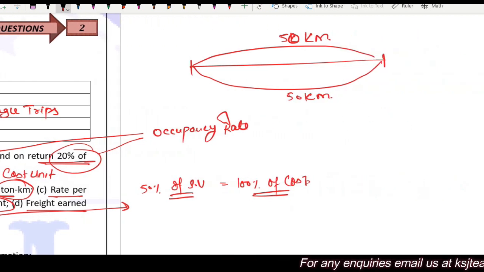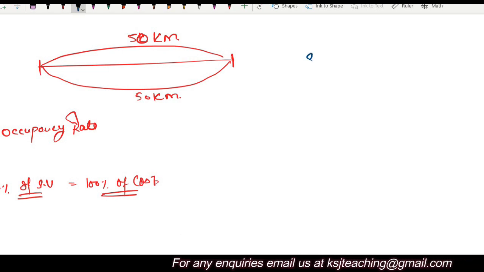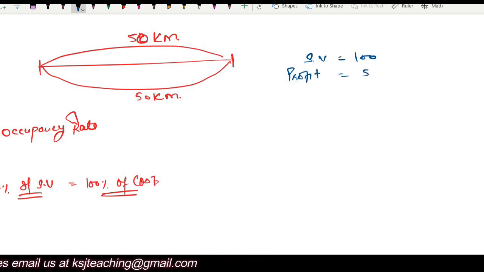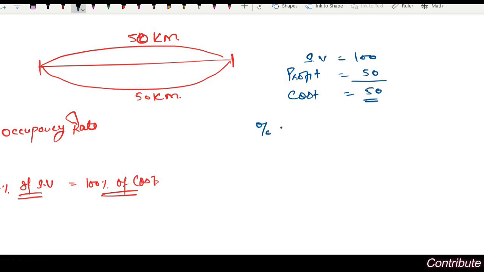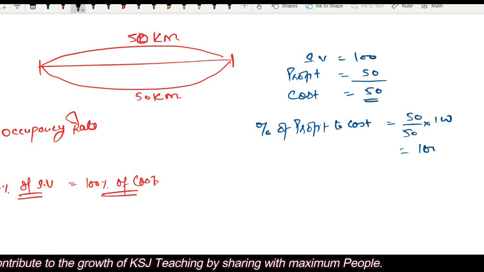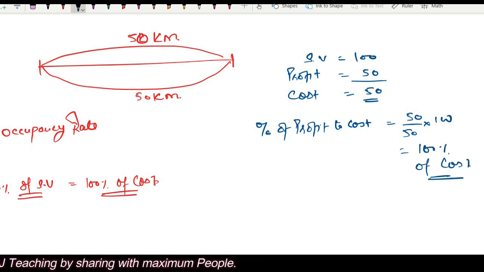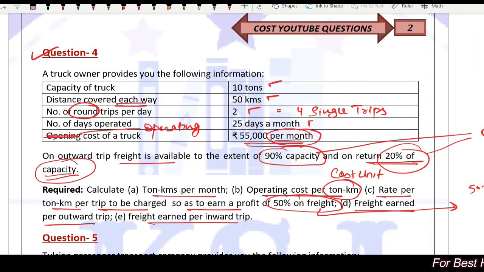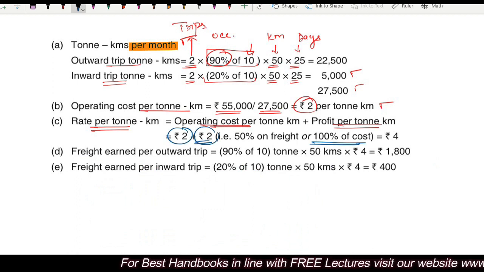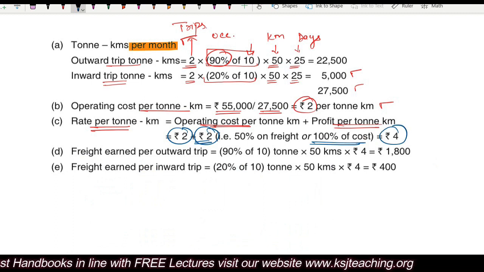Let's say the sales value is 100 rupees, right? What is your profit then? Profit is 50%, that is 50. So what is your cost? Cost is 50. Now what is the percentage of profit to cost? That is 50 divided by 50 multiplied by 100, that is 100% of cost, right? We have discussed this concept many times. Clear? So this is what is done here. 100% of the cost. What is cost? 2 rupees, 100% of that, 2 rupees profit. Total rate per ton kilometer is rupees 4.